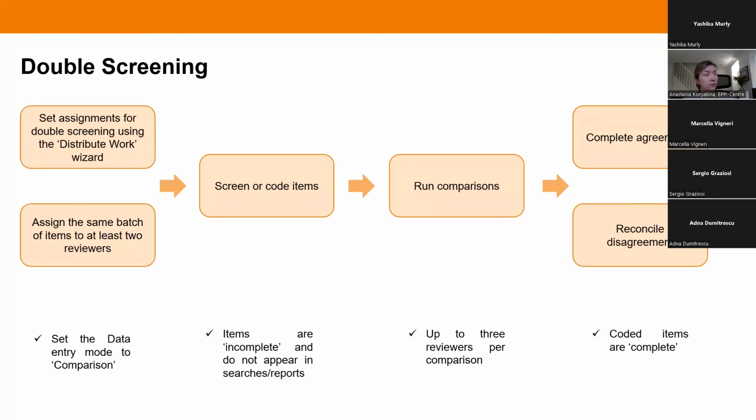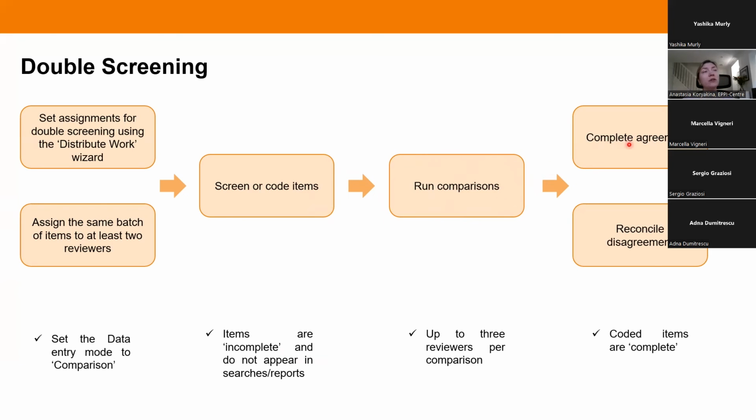If you want to set up the software for double screening, what you would need to do is to create assignments using the distribute work wizard, or if you want to double code all items in your review, you simply can assign the whole batch to reviewers, or use the whole batch to access the items to screen or code items. Don't forget that coding is not going to be visible to other reviewers. That's absolutely normal. That's how it's supposed to work. Then you will need to run comparisons between various combinations of reviewers who coded the same items.